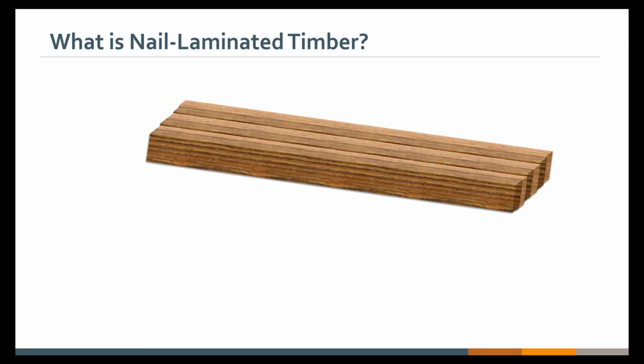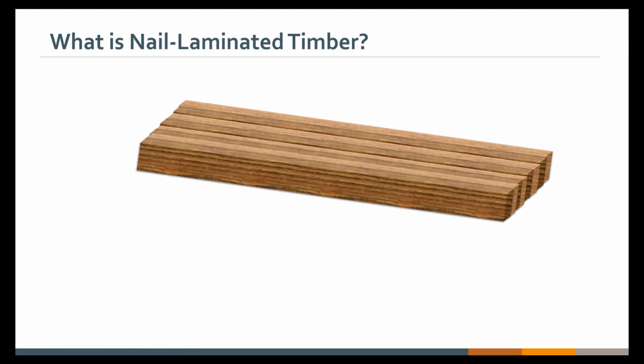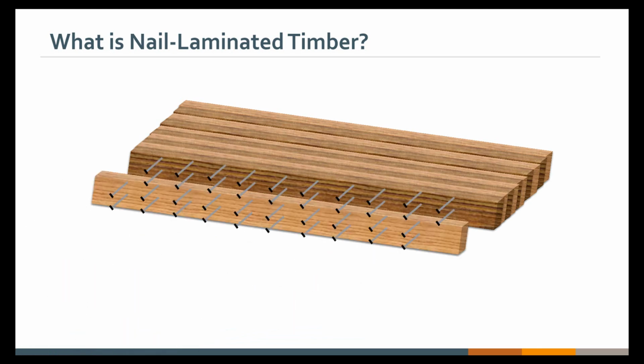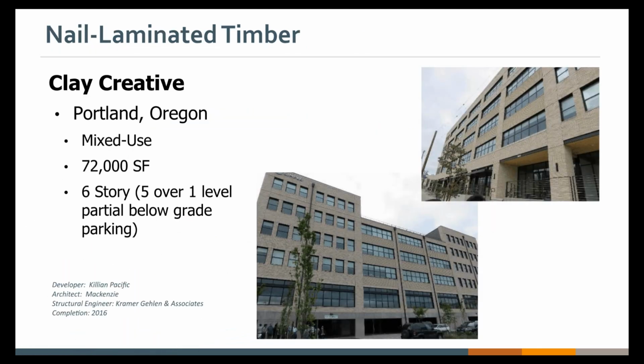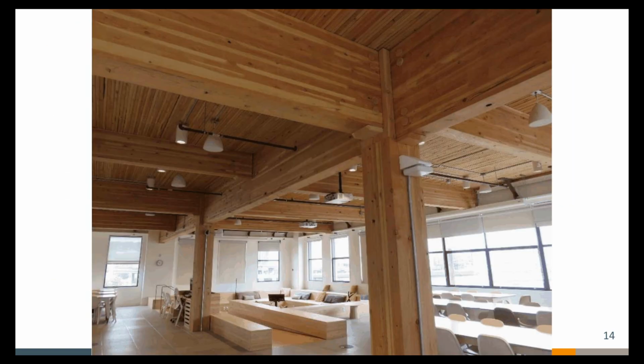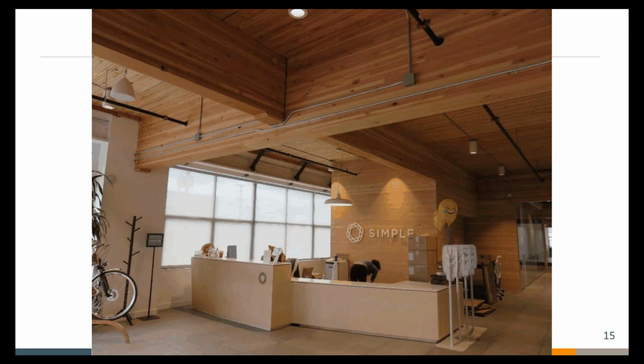So nail-laminated timber is actually just 2x material or even 3x material that's connected together. It's set on edge and it is mechanically connected together with fasteners. And this is an example of a building that used nail-laminated timber, a 5/1 up in Portland, Oregon, a mixed-use project. This shows you the interior of the building where you can see the nail-laminated timber, supported by glulam, really providing a warm atmosphere in the building, which is one of the key drivers for using mass timber construction: the aesthetic appeal of what it brings to an indoor environment.